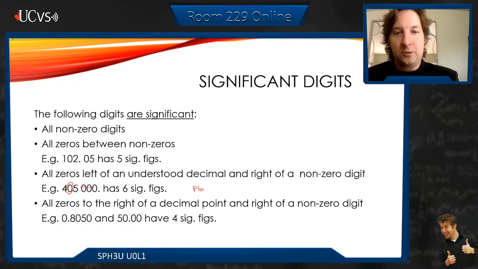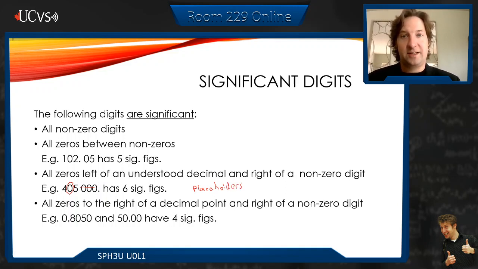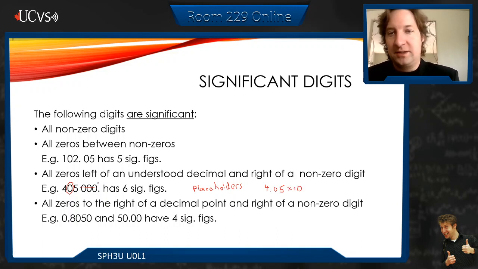And what I mean by placeholders is that they tell us how big the number is. If I wanted to write this in scientific notation, actually, scientific notation is awesome because it allows us to not have to worry. I can write this as 405 times 10 to the, how many? Let's see, the decimal here, so I go 1, 2, 3, 4, 5. So this is going to be 10 to the 5. Okay? So now I know that this has 3 significant digits.